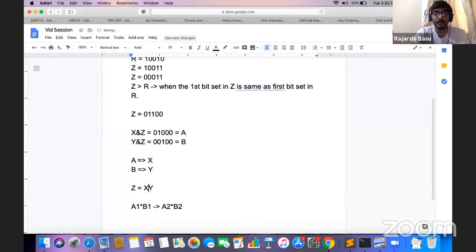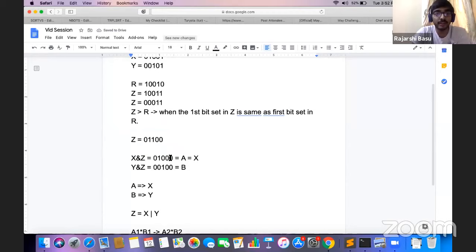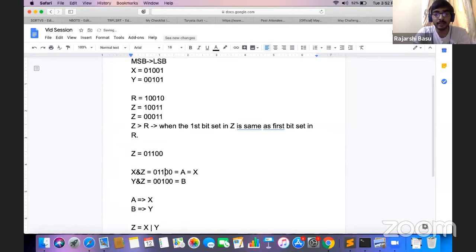Okay, so this is the OR operator, rather a single OR. So this will mean that every bit that is set in X or set in Y, our Z will contain that bit, right? So when I do an AND again, like when I do this X and Z step, every bit that was set in X is by definition also set in Z. So A will effectively become X, right? So for our example, we will have something like this.